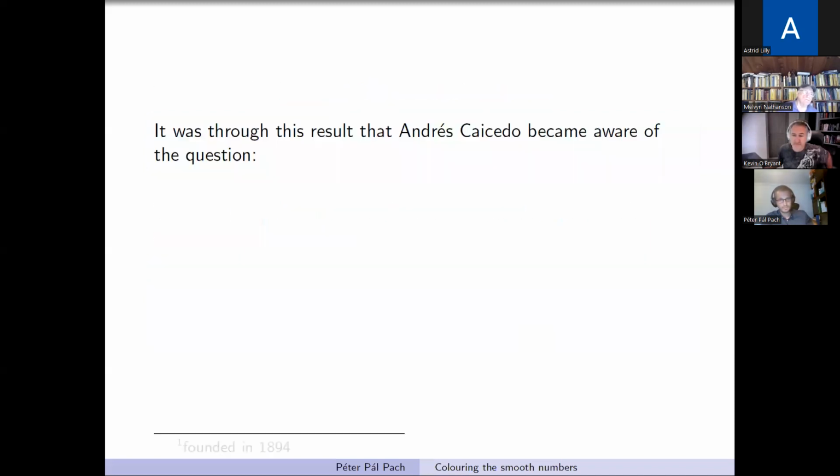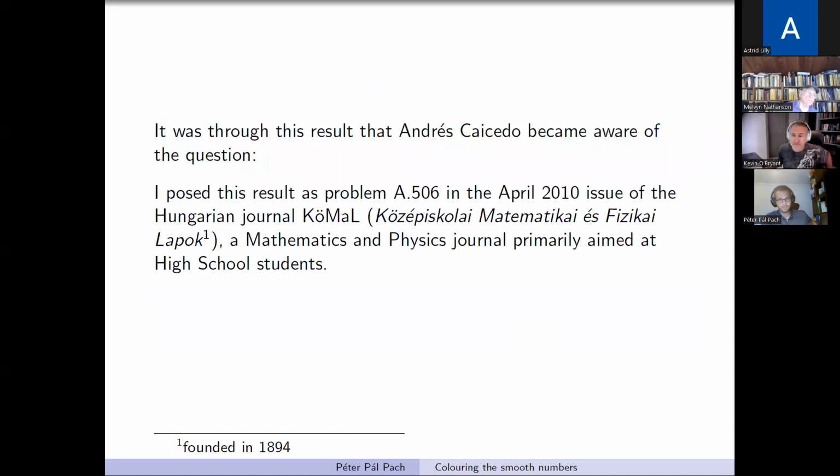In fact, this specific case was the one through which Andres Caicedo, one of my co-authors, learned about this question, because when I thought on this problem and realized after some time that I couldn't make more progress, I started to pose some specific cases in the Hungarian math journal KöMaL, which was founded back in the 19th century.